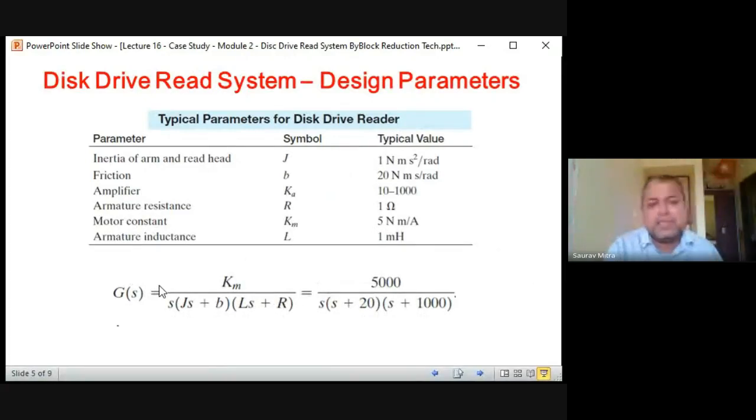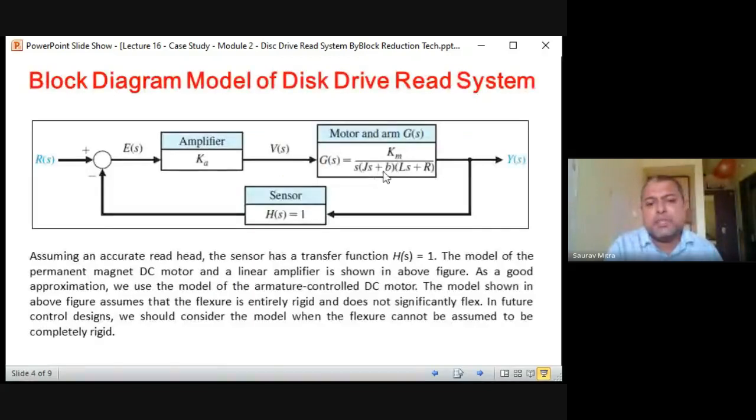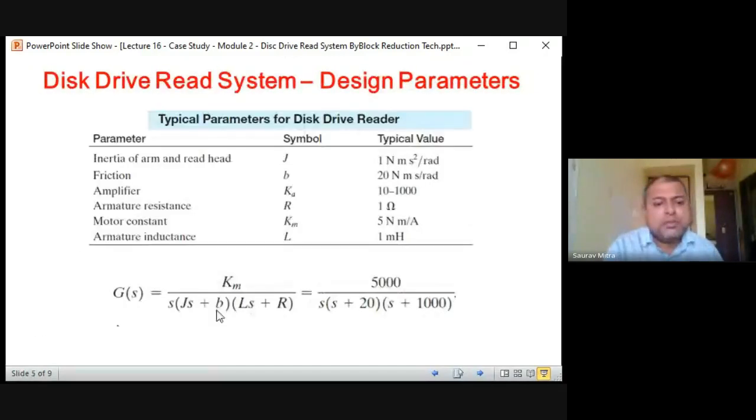So if you see this, G(s) is equal to Km divided by s(Js + B)(Ls + R). L is the armature inductance, R is the armature resistance, J is the inertia of the whole system. It's a rotatory kind of system, and B is the friction. So this is a third order system.